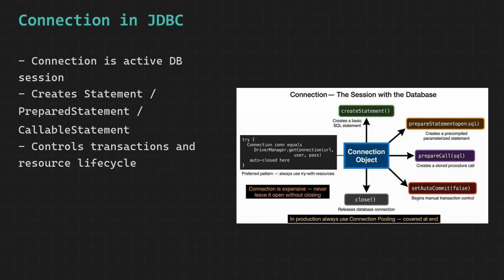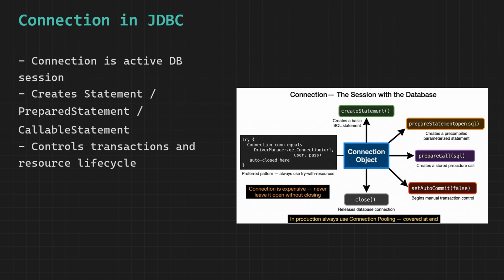A connection object is the factory for all statement types. You call createStatement on it to get a basic statement for simple queries. You call prepareStatement to get a prepared statement for parameterized queries. You call prepareCall to get a callable statement for stored procedures. None of these work without a valid open connection.